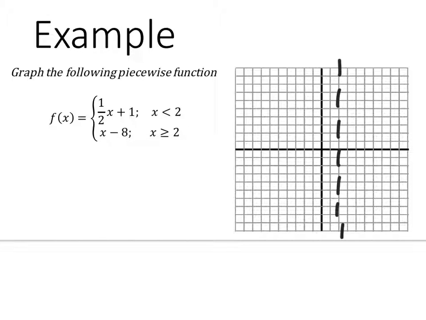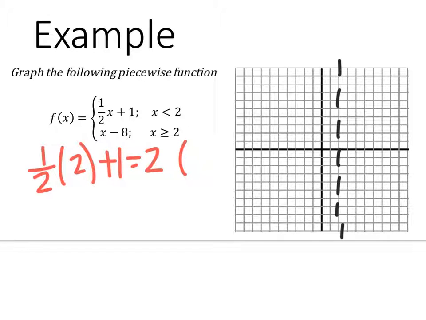So I'm going to start with 1/2 x plus 1. I know that the last point is going to be at 2. So I'm going to evaluate when my x value is 2, what is my y value? So 1/2 times 2 is 1, 1 plus 1 is 2. So the first point that I can graph is going to be 2, 2, and it's going to be open because there's no equal to sign. So I'm going to start at 2, 2. I'm going to put an open point.